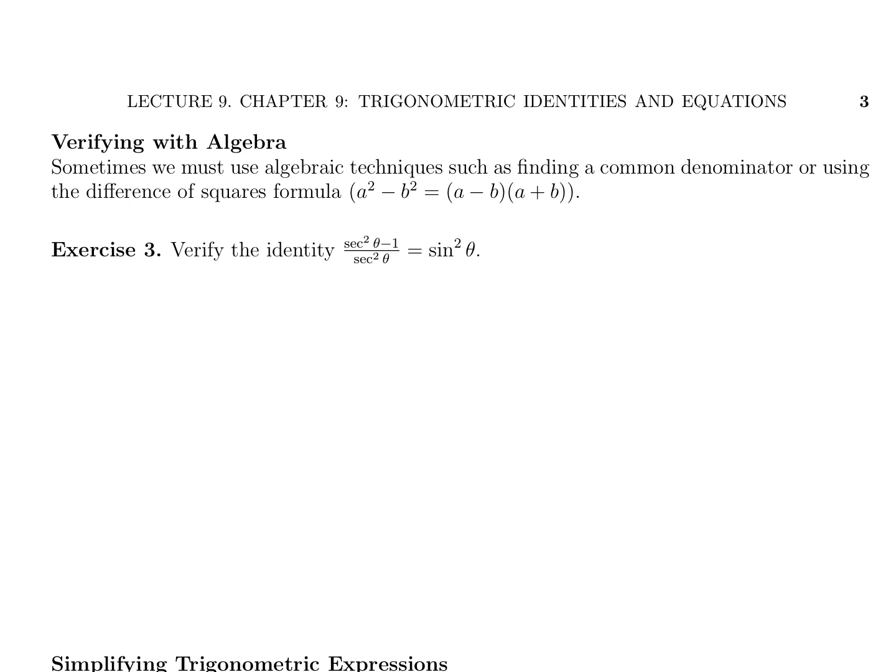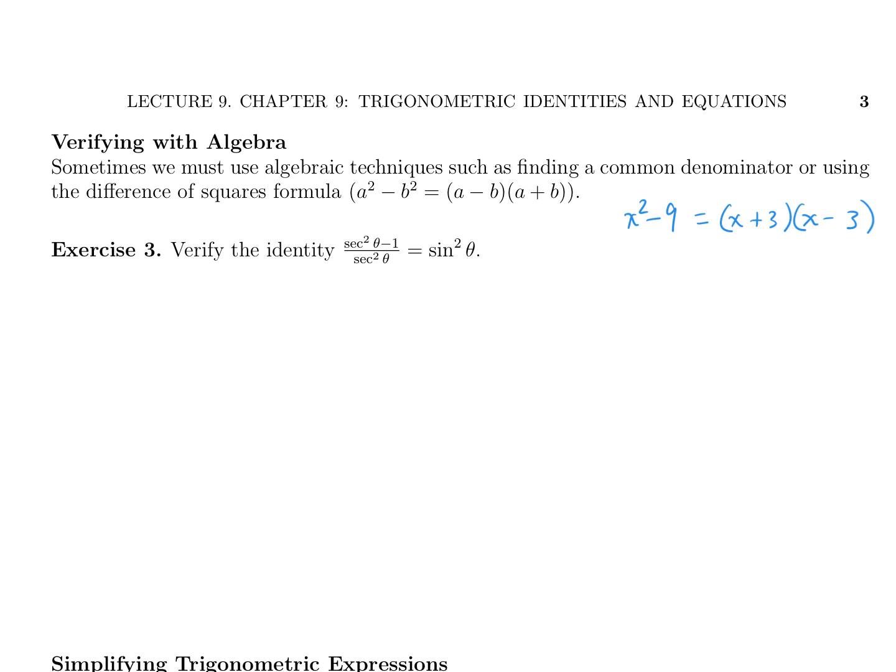Oftentimes you will have to use algebra techniques in order to simplify. So when you have the difference of two squares, that can be rewritten as a minus b times a plus b, right? So for example, let's say you had x squared minus 9. That's the difference of two squares because x squared is a perfect square and 9 is a perfect square. So that would become x plus 3 times x minus 3.